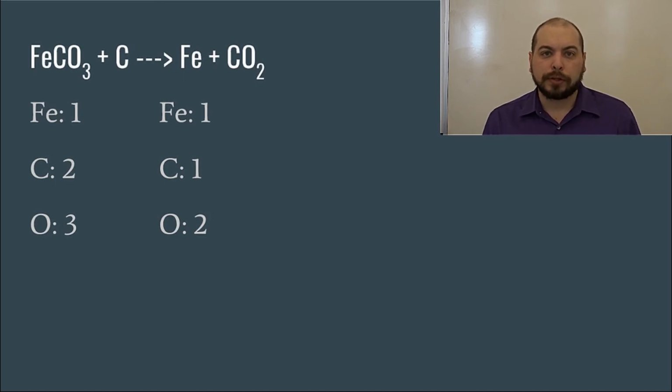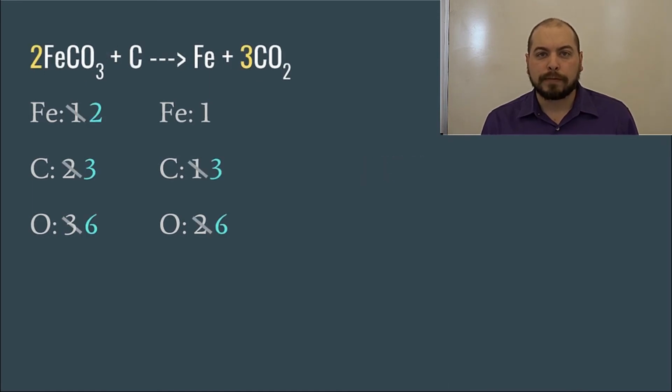So the first thing we're going to look at is balancing the oxygens. We're going to balance the oxygens with the least common multiple technique, where we're going to put a 2 in front of the iron carbonate, and we're going to put a 3 in front of the carbon dioxide. This is going to balance the oxygens, but it's going to unbalance the iron. We're going to go ahead and balance by putting a 2 in front of the iron solid.